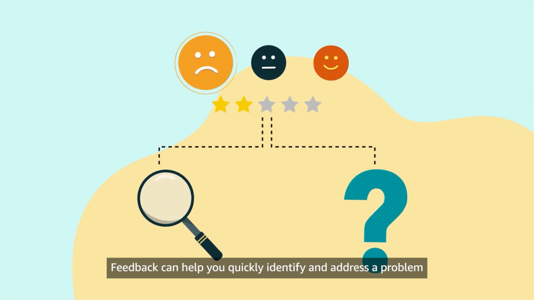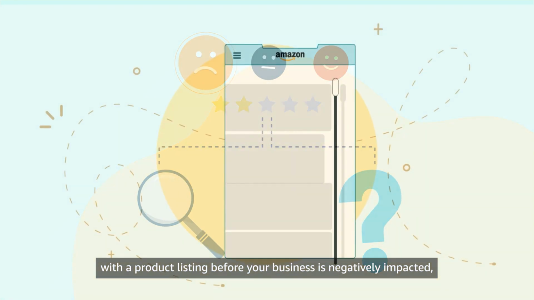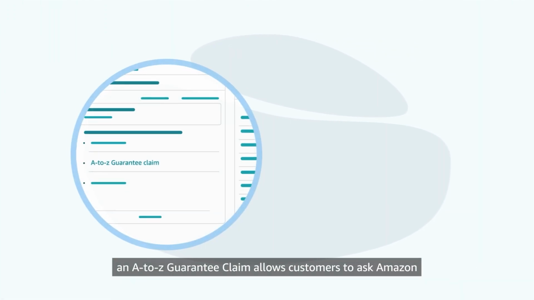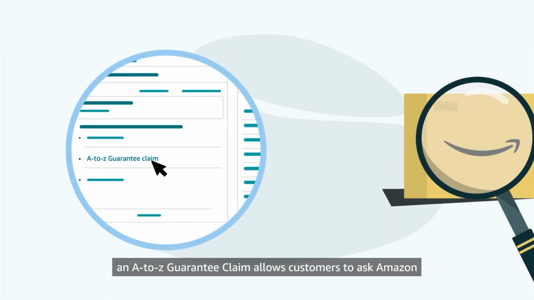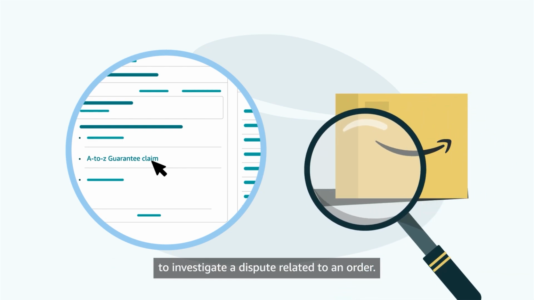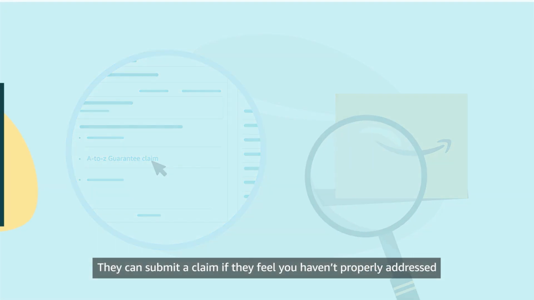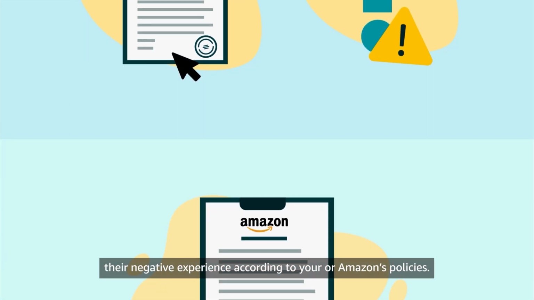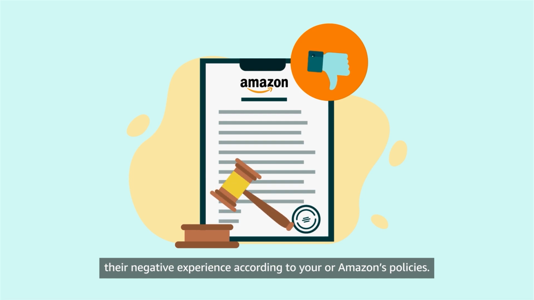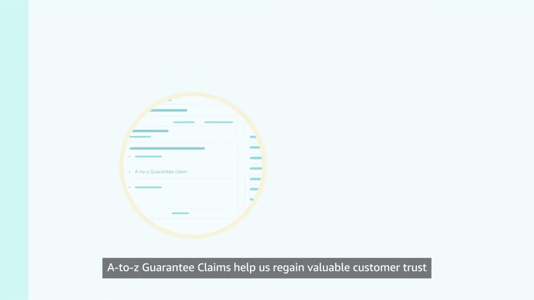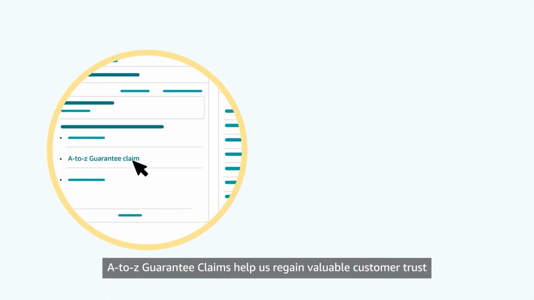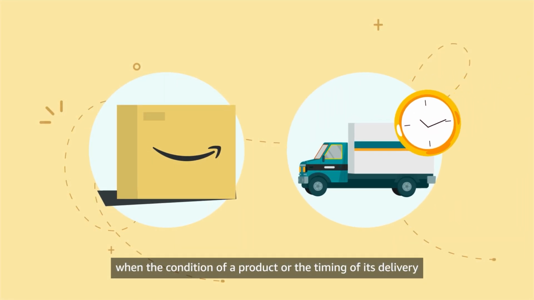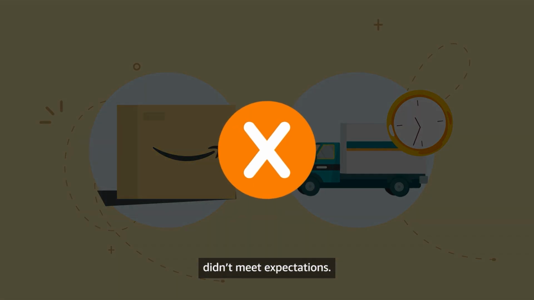Feedback can help you quickly identify and address a problem with a product listing before your business is negatively impacted. An A to Z guarantee claim allows customers to ask Amazon to investigate a dispute related to an order. They can submit a claim if they feel you haven't properly addressed their negative experience according to your or Amazon's policies. A to Z guarantee claims help us regain valuable customer trust when the condition of a product or the timing of its delivery didn't meet expectations.